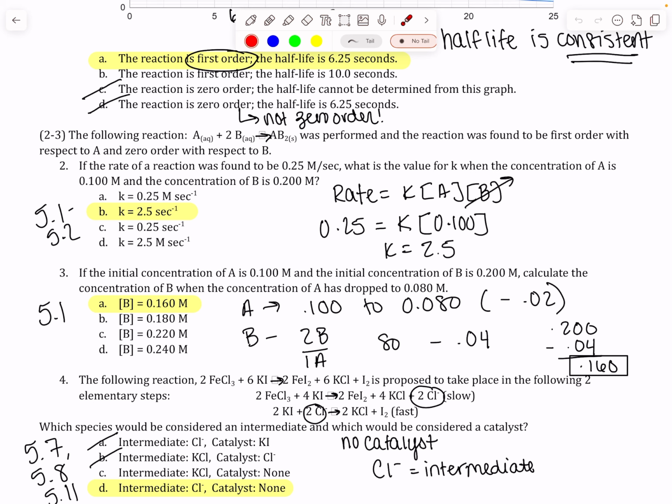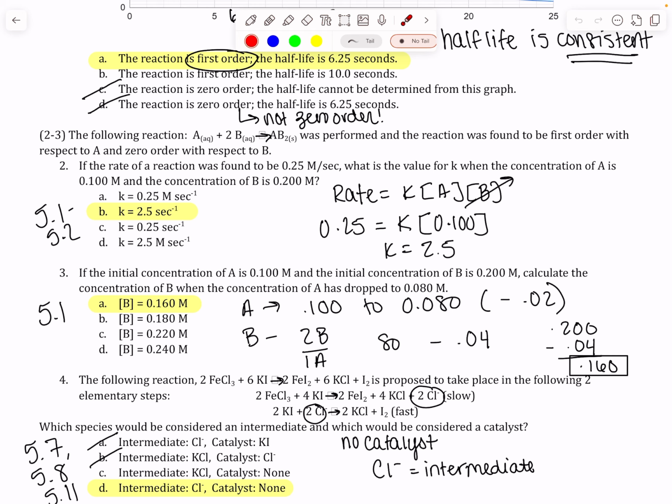So the first thing I did was I wrote out my rate law, and I just looked at what it said. It's first order with respect to A and 0th order with respect to B, which means I don't need B in here. No matter what I do to B, it shouldn't affect the rate, so it shouldn't be included in the rate law. So that's out. Then I just plug in everything else. I plugged in my overall rate, I plugged in my concentration of A, and I get K to be 2.5.